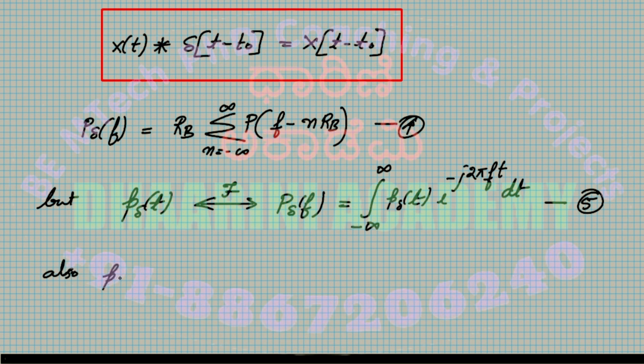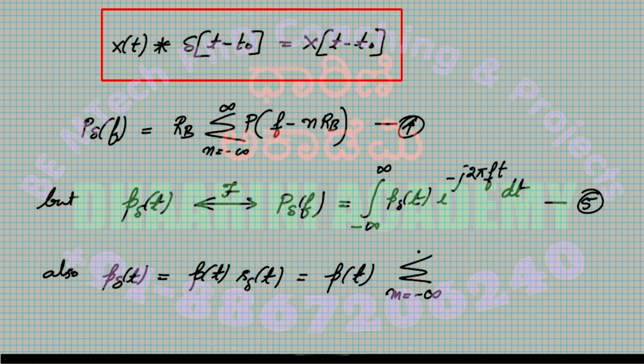Also, the P delta of T is equal to the P of T into the S delta of T, right? That S delta of T can be written as, once again, P of T into, what is S delta of T? Just now we had written an equation because S delta is a Dirac comb, right? It's some variable, m varying from minus infinity to plus infinity, and other than T, you can take any variable. So minus infinity to plus infinity, this is a delta function of T minus m times Tb. Right, already we had written this.